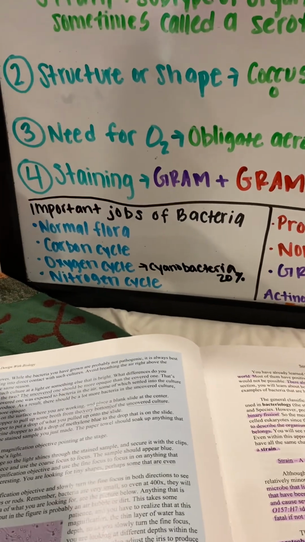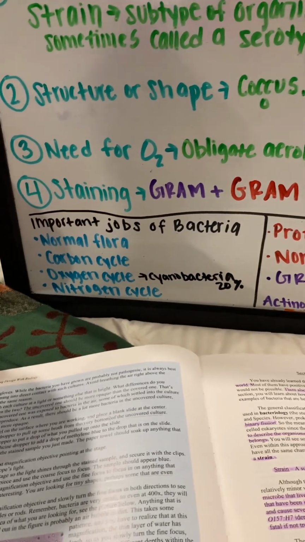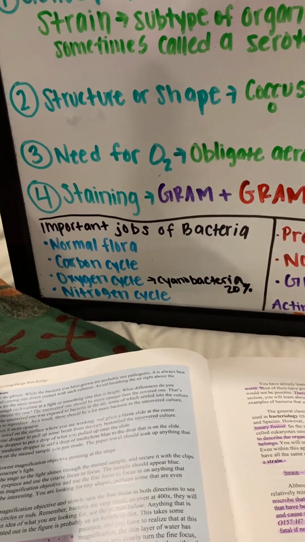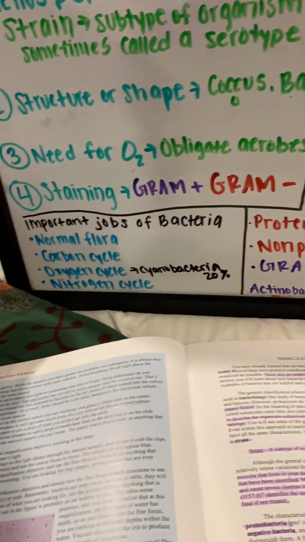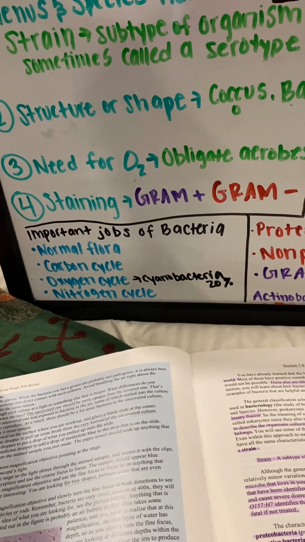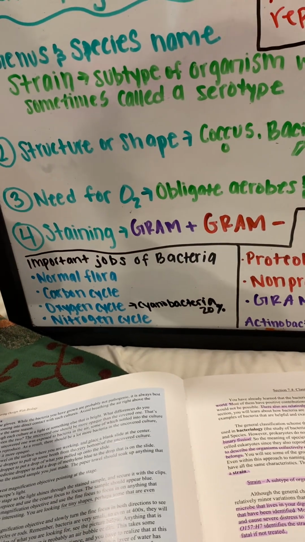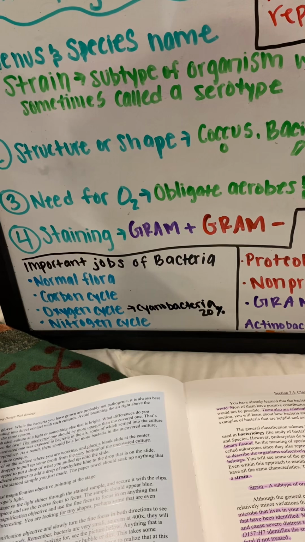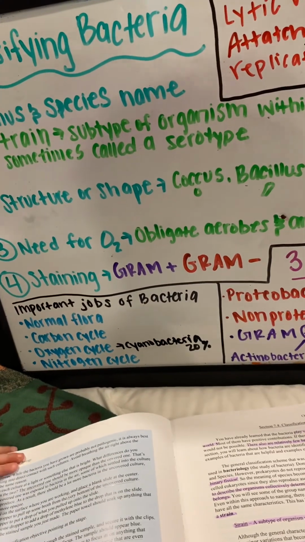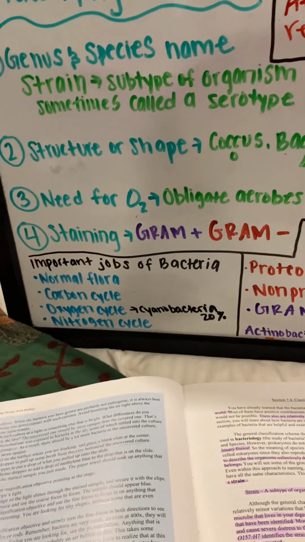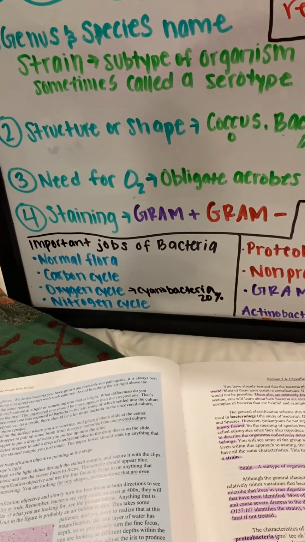And then another important job that bacteria do is the nitrogen cycle. And that we do got to talk about a little bit. It's in your book. I suggest you read through it really slow and wrap your head around it. The nitrogen cycle is some bacteria in the dirt are able to take the nitrogen from the atmosphere and turn it into molecules that organisms like plants can use.